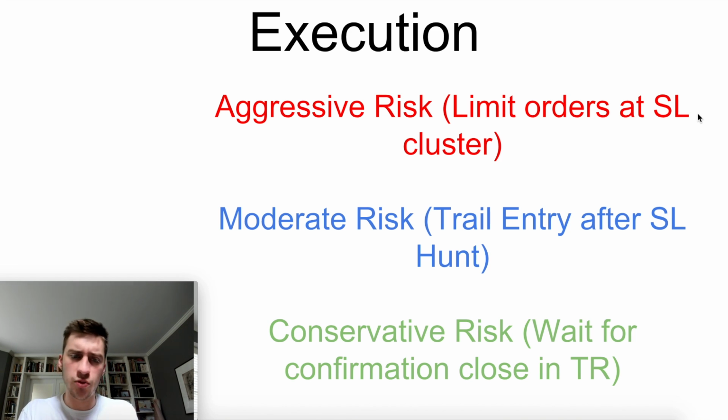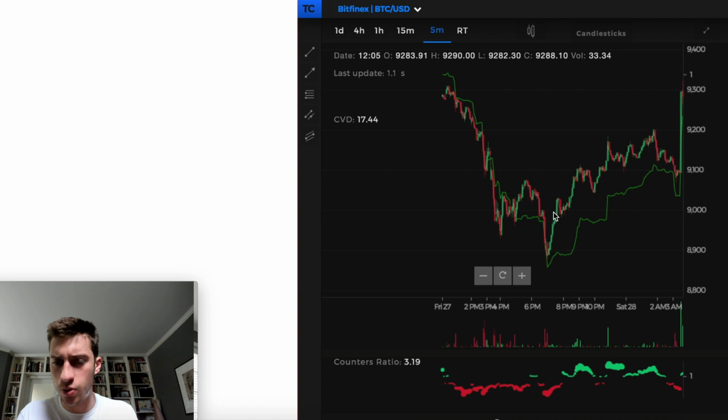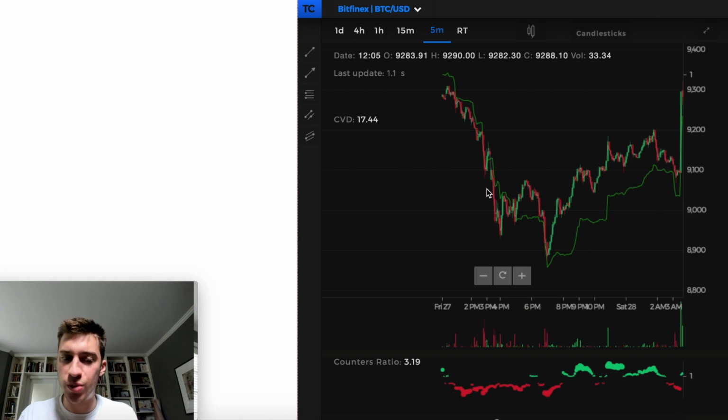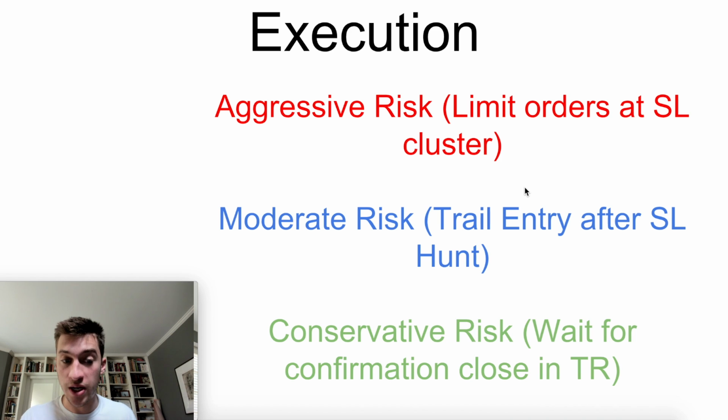So there are three types of risk that we can take on when we want to enter one of these trades. Price moves below support, drop in CVD, we buy. We can be very aggressive. We can put our limit orders at stop loss clusters. So how you would do this is you could just put your limit buy order right below support. You could just put your limit sell order right above resistance. Here, resistance, put your sell order right above. That's a very aggressive way to trade into the market. And I don't know if I'd recommend that.